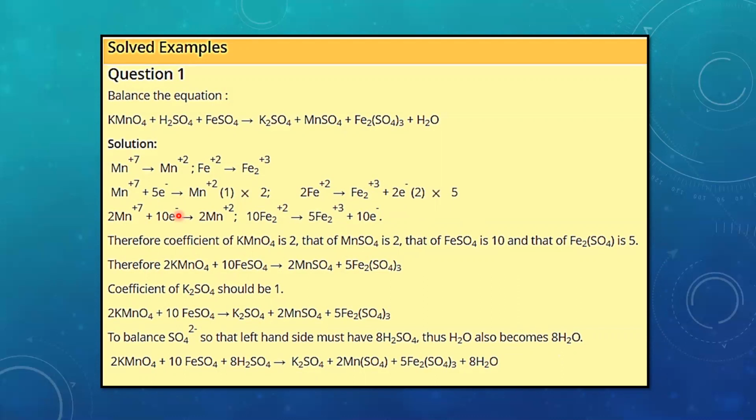Now we will be checking the coefficients. After multiplying equation 1 with 2, Mn+7 becomes 2Mn+7, so KMnO4 is multiplied with 2. Similarly, FeSO4 is multiplied with 10 because here we have 10 Fe+2.